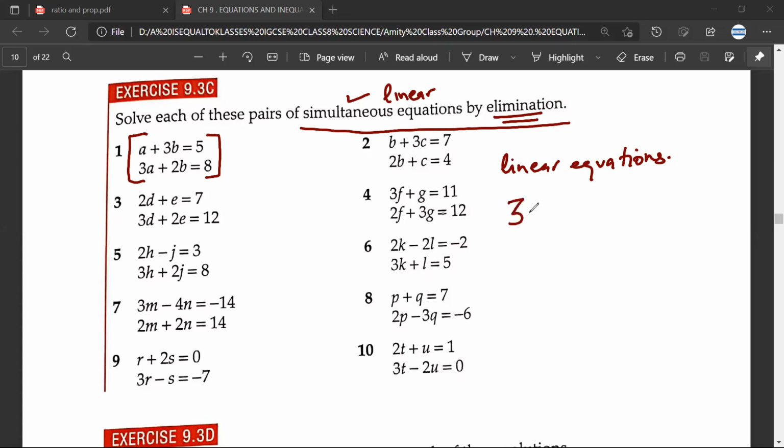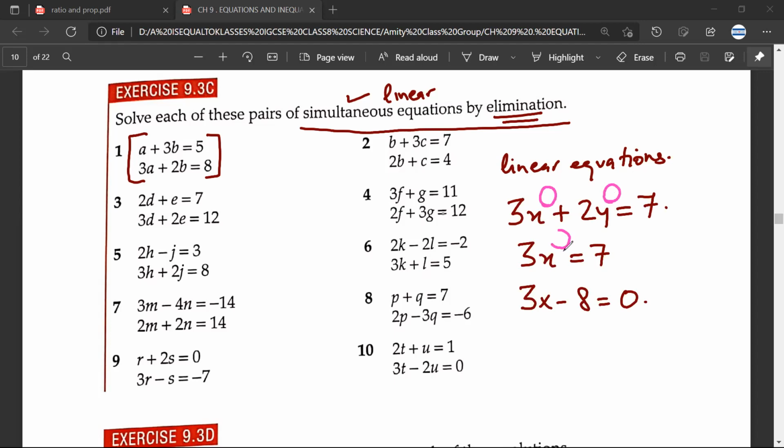So, what is the meaning of degree? 3x plus 2y is equal to 7. Or if I have an equation like maybe 3x is equal to 7. Or I have an equation like 3x minus 8 is equal to 0. So, the degree of these equations is 1. Degree is this power. The power is 1.